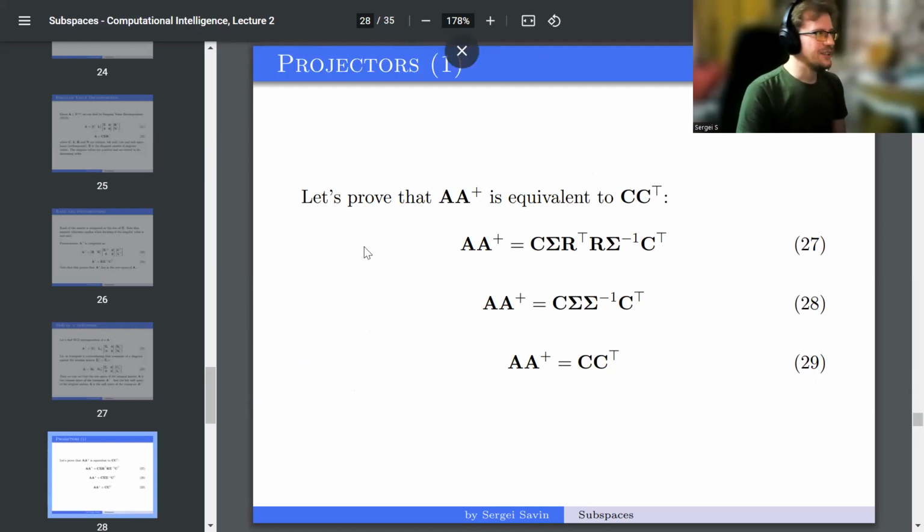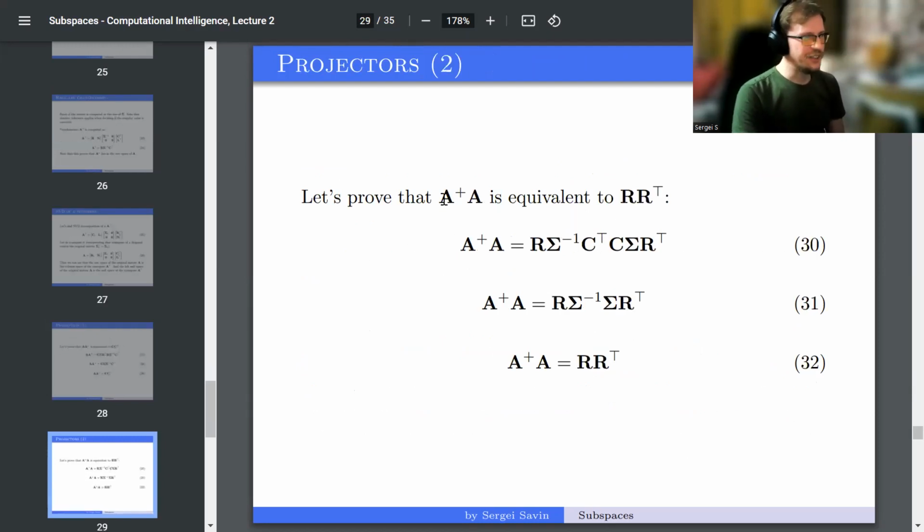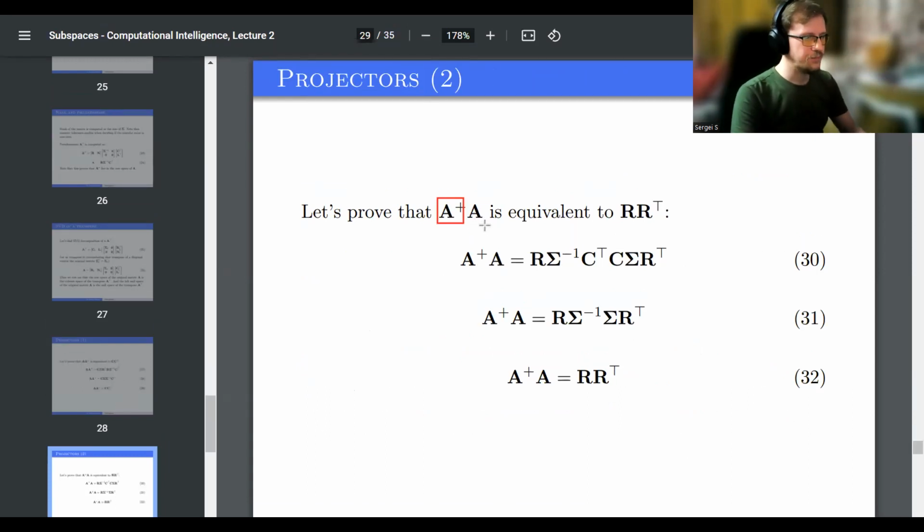Okay, good. Now another question. We have A pseudo-inverse A. We said that it is a row space projector. And this is also a row space projector, right? R transpose is a projector onto the linear space as long as R is a basis in this linear space. So they should be equivalent. Let's prove it.